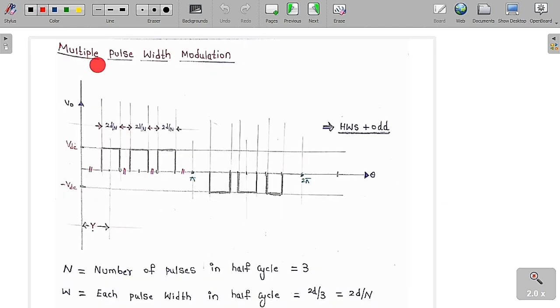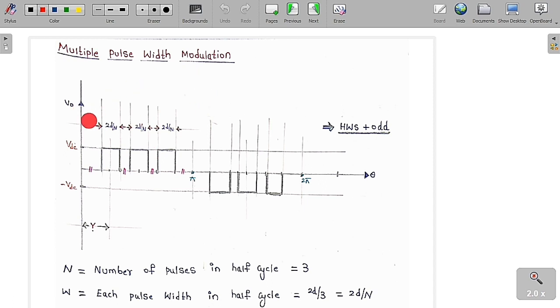Now we are going to discuss multiple pulse width modulation. Multiple pulse width modulation means, see, this is the output we are going to get. It simply indicates that in a given half cycle, if you get more than one pulse, it is called multiple pulse width modulation.